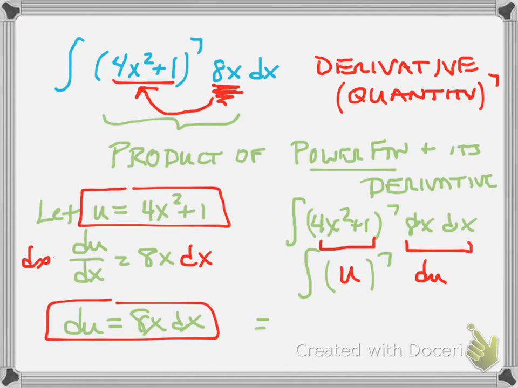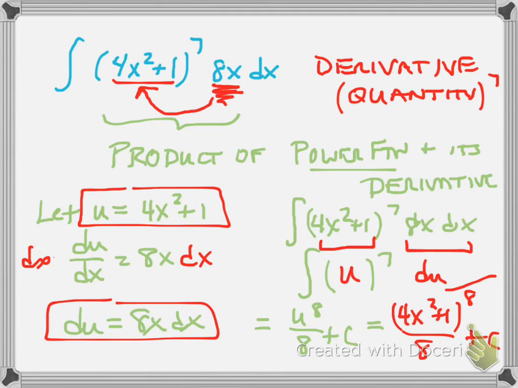So our answer then would be, what do I get when I integrate u to the 7th? Well, you get u to the 8th over 8 plus c. How does that translate? Well, that gives us a final integral answer of 4x squared plus 1 to the 8th over 8 plus c. And that is the process of integration by substitution. So I'll show you two more examples to get you a little bit more comfortable with the process, and then we'll let you practice a couple on your own, get you some answers like we usually do.